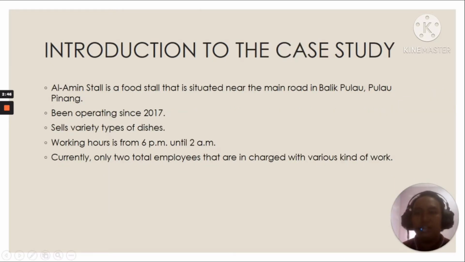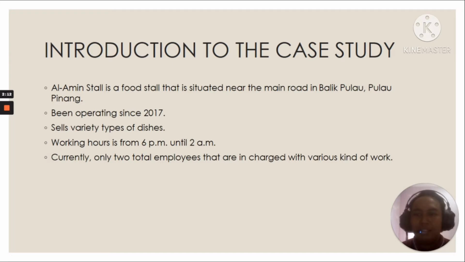So moving on, introduction to the case study. From the scenario that has been given for this project, these are all the data that we can extract. First, Al-Amin stall is a food stall that is situated near the main road in Balik Pulau, Pulau Pinang. Al-Amin has been operating since 2017. Just like other food stalls, Al-Amin stall also sells a variety of dishes.